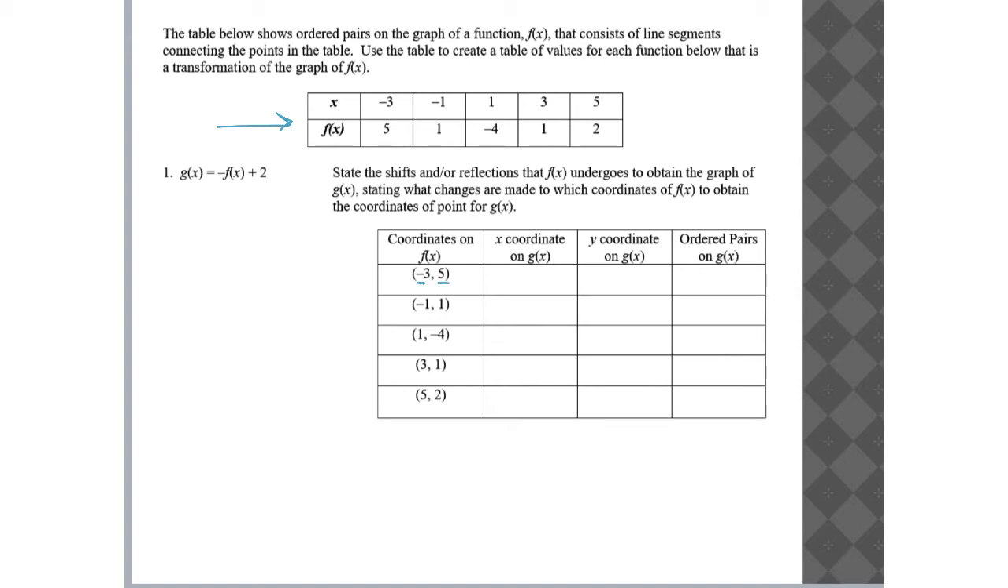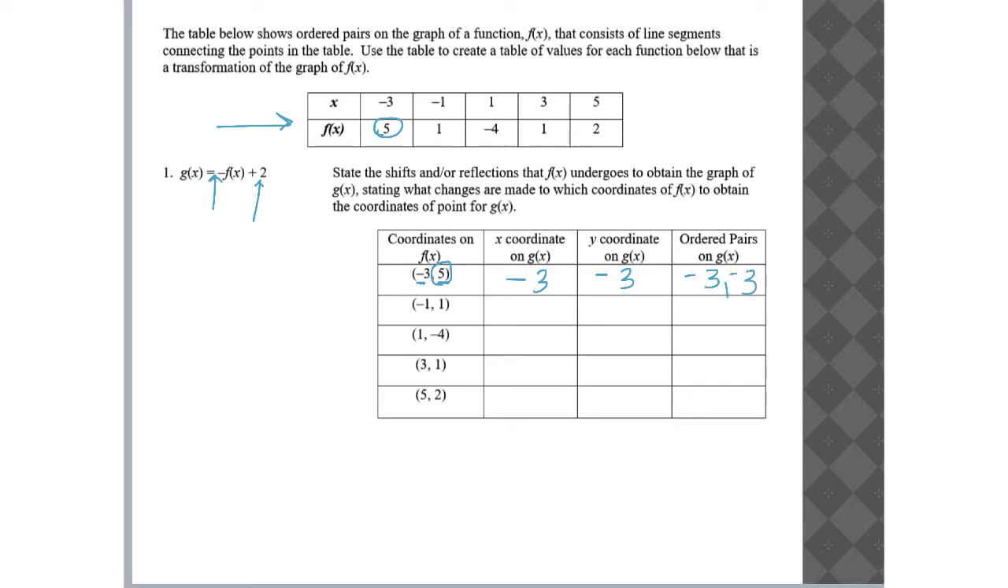So what's going to happen to our x coordinate? Well, it looks like the x coordinate is going to stay the same. But what about the y coordinate? Well, the y coordinate, which is right here, is 5. We're going to make that negative, and then we've got to add 2 to it. So if I make 5 negative, that's negative 5, plus 2 is going to give me negative 3. So my new ordered pair is negative 3, negative 3.